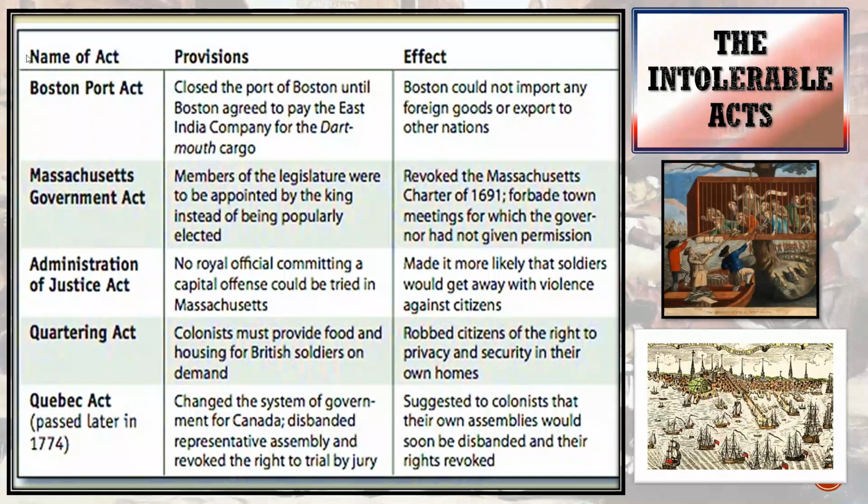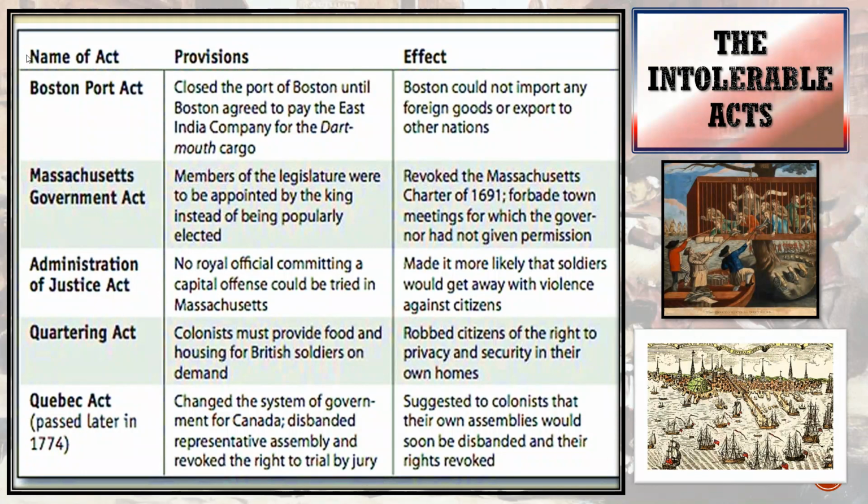And finally, the Quebec Act, passed later in 1774, changed the system of government for Canada, disbanded representative assemblies, and revoked the right to trial by jury in Canadian government lands. That's a complete violation of the Magna Carta. It suggested to the colonists that their own assemblies would soon be disbanded and their rights revoked. They saw the writing on the wall.